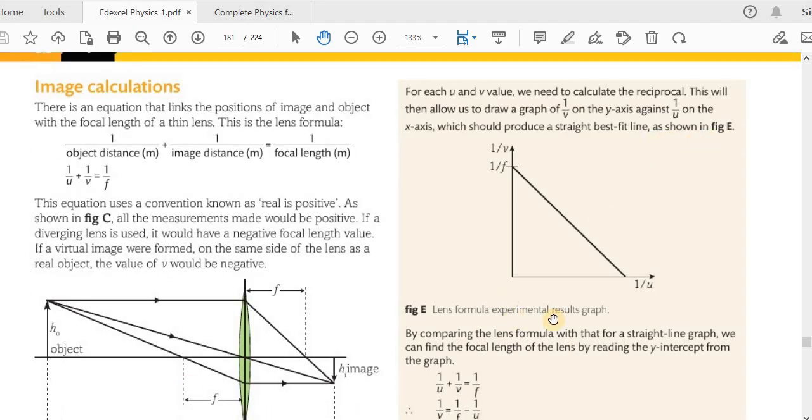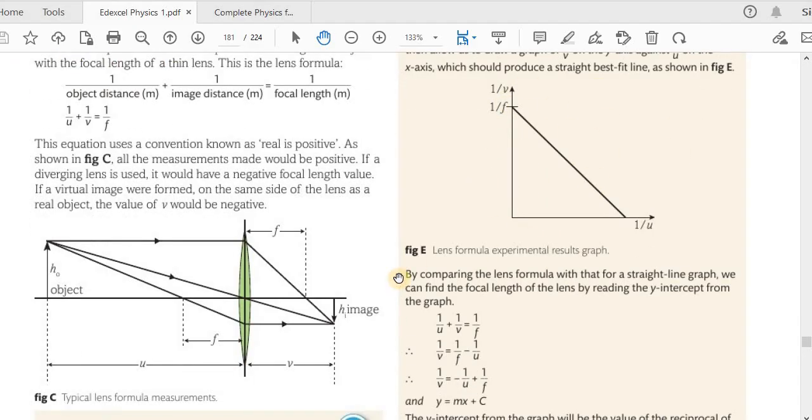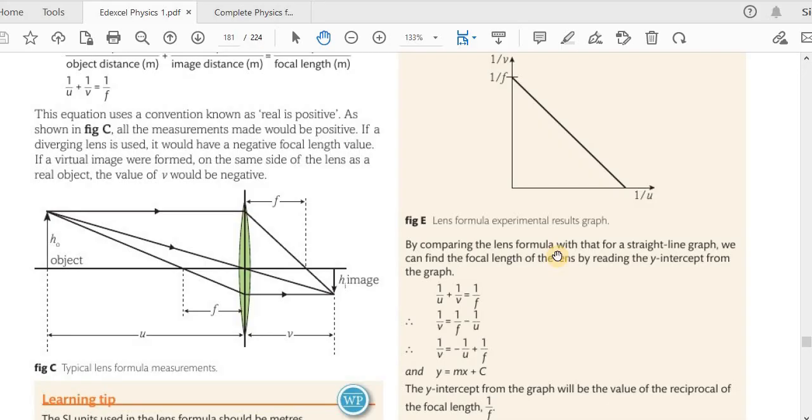So this is the lens formula experimental results graph. By comparing the lens formula with that of a straight line graph, we can find the focal length of the lens by reading the y-intercept from the graph.